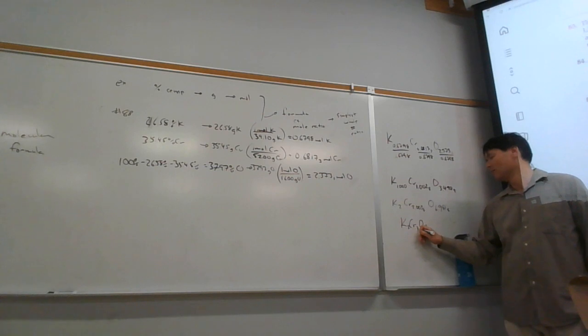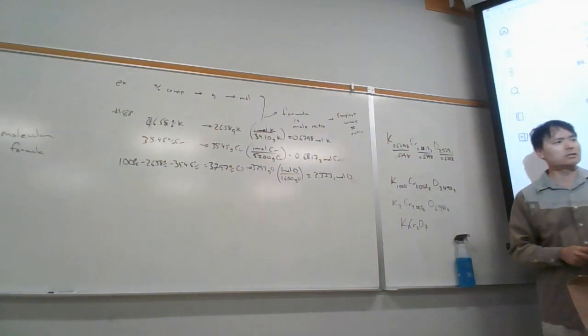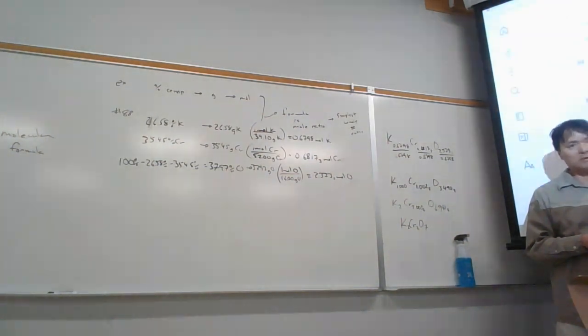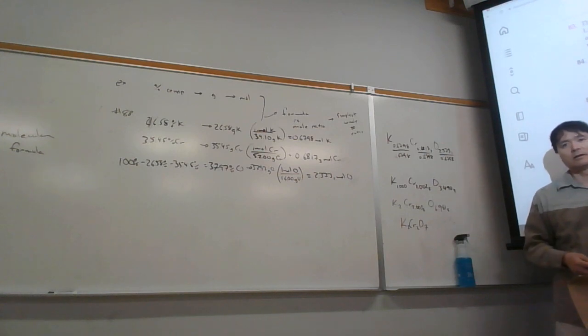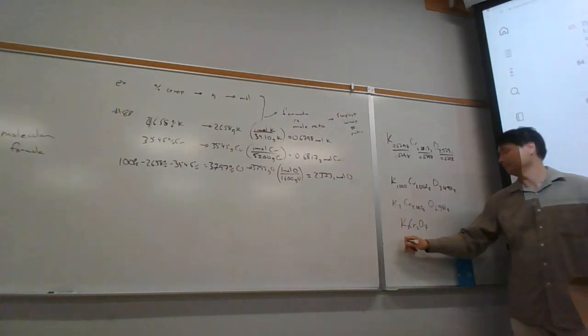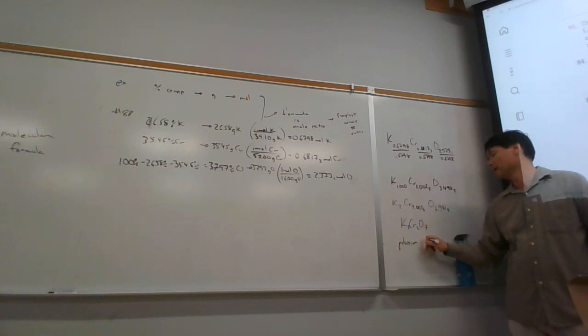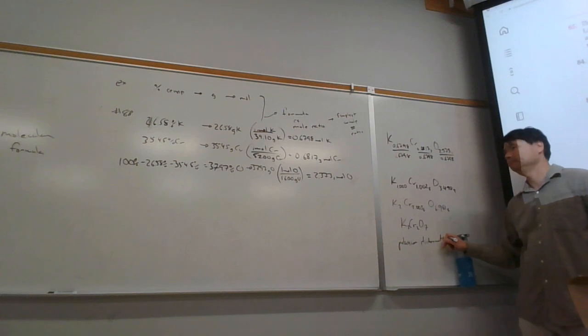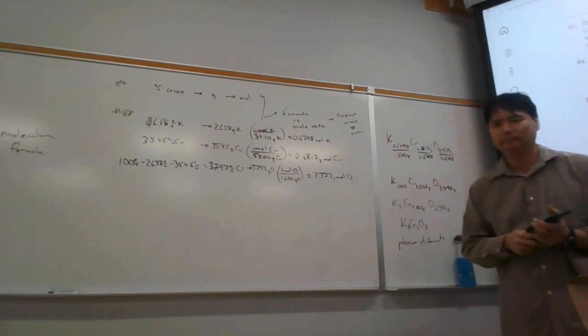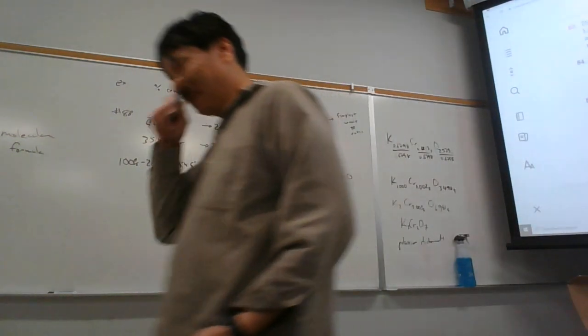K2Cr2O7. Wow, do you guys remember nomenclature? Give me the name of this. Potassium chromate, dichromate. Potassium dichromate. Good. Dichromate. Potassium dichromate.